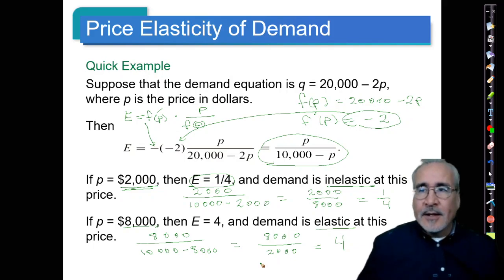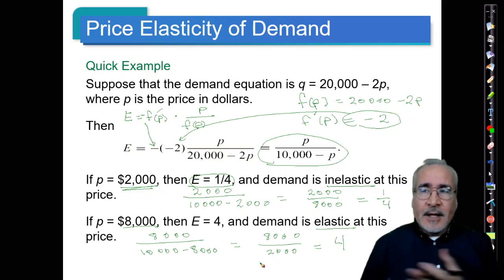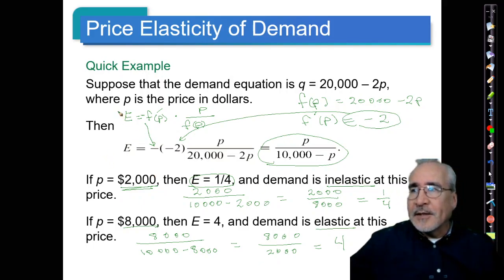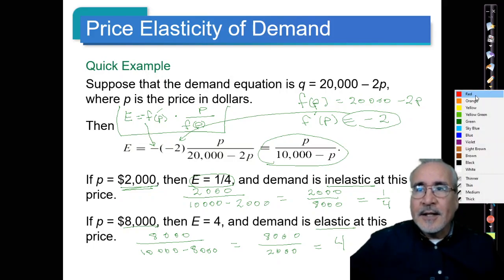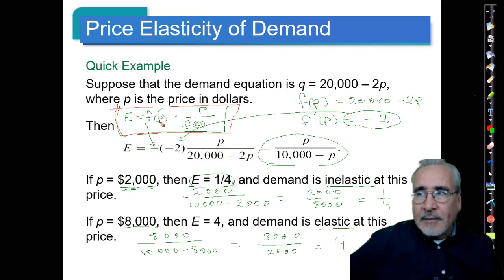Okay. So far, not so bad, right? Really just take one derivative and follow through with that formula. But this is going to be a major thing right here. In fact, let's put it in red. This is the major formula you're going to use. The negative of the derivative of the demand function, times the price over the demand function.